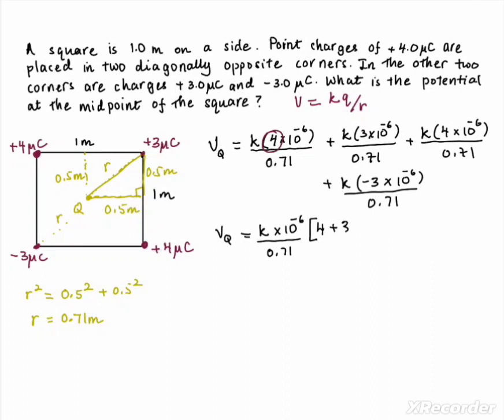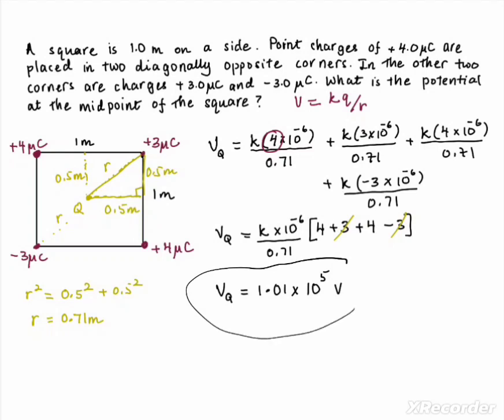And then we have +3, +4, -3. And as you can see, the +3 and the -3 cancel out. So what you have is K times 10 to the -6 times 4 plus 4 is 8, divided by 0.71. And that turns out to be 1.01 times 10 to the 5th volts, and that is the potential at the midpoint of this square.